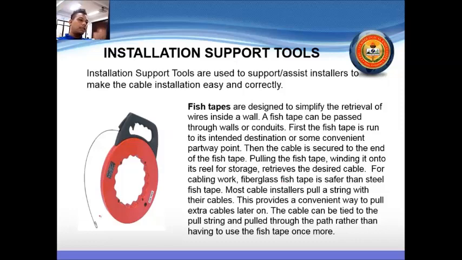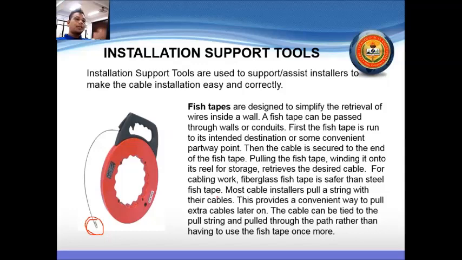You attach the cable here, it hooks on, then you retrieve it, class, and the cables follow. Alright? A fish tape can be passed through the walls or conduits. First, the fish tape is run into the intended destination or some convenient pathway. Then the cable is secured to the end of the fish tape, and pulling the fish tape, winding it onto the reel for storage, retrieves the desired cable. So, the cables follow, and you can pass cables through conduits or your PVC pipe.